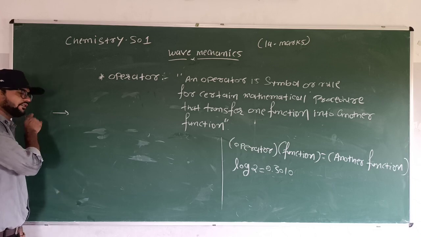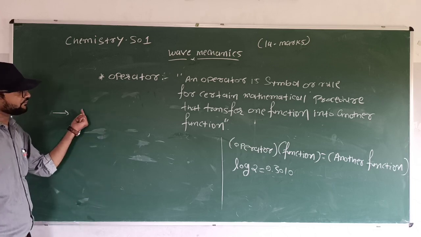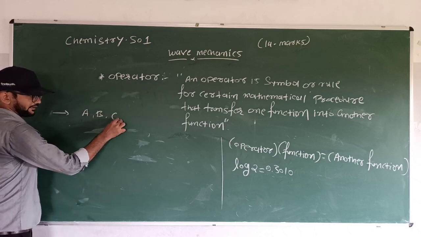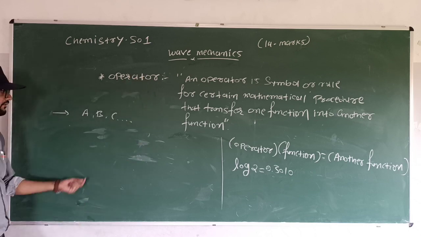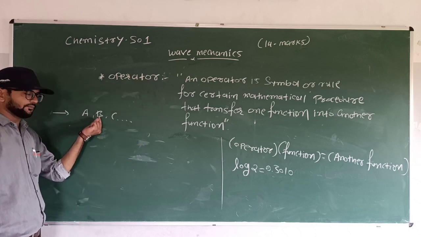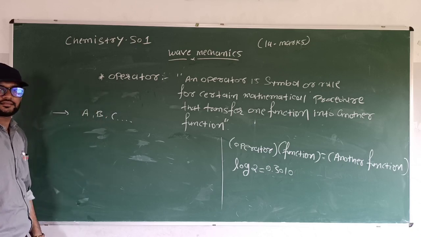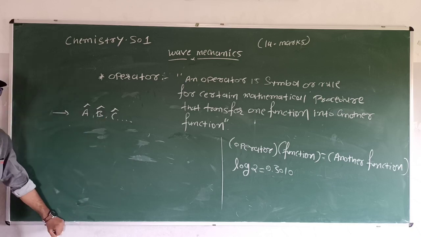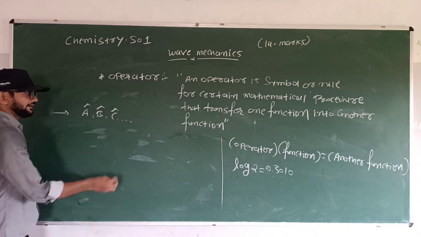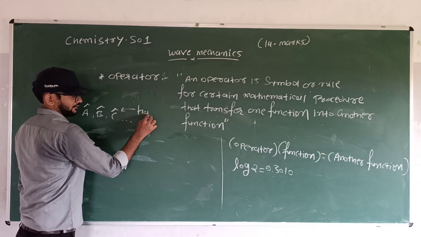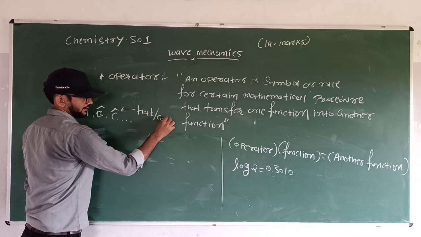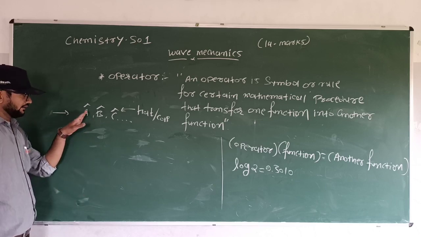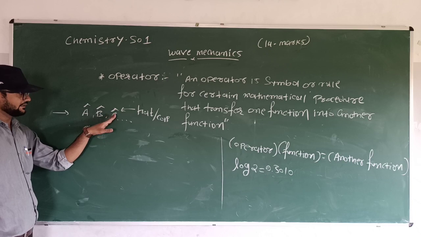So the symbol used for denotation of an operator is capital A, capital B, capital C. These are the symbols used to symbolize operators. The main thing is the head on, which is also called K. So the symbol used for denotation of an operator is A cap, B cap, C cap.